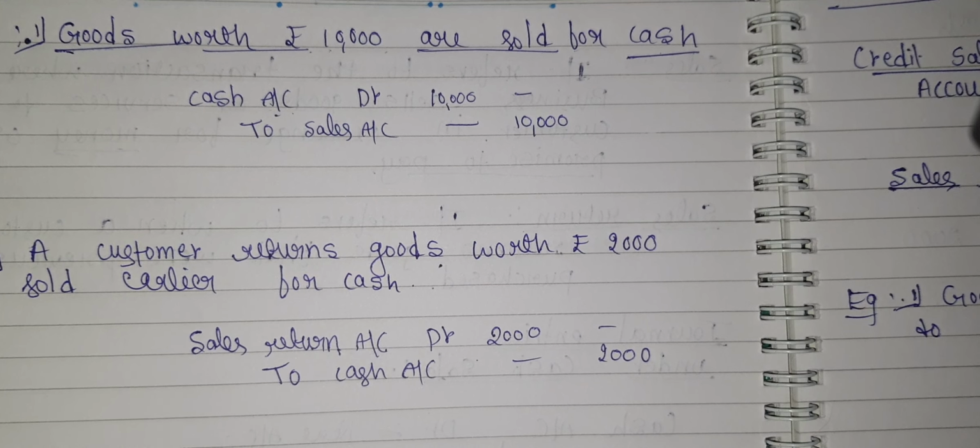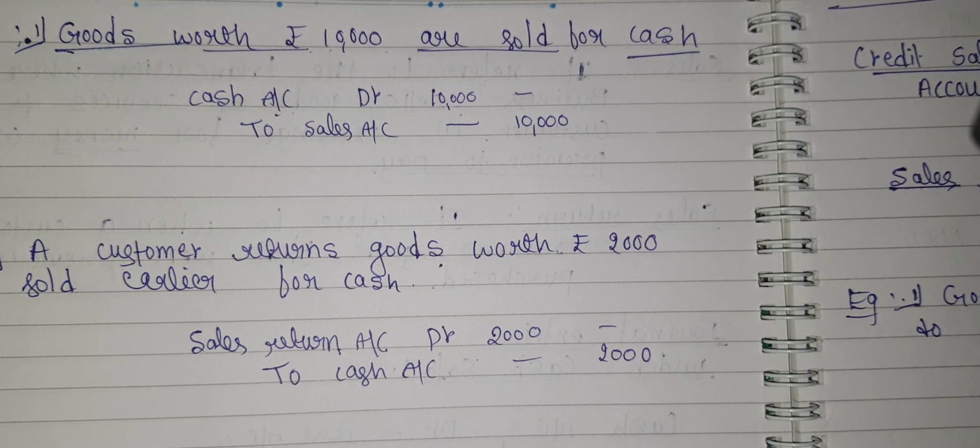Cash account debtor, cash account falls under real account. The rule of real account is debit what comes in. Goods worth rupees 10,000 are sold for cash. So cash comes in. Cash account debtor to sales account. Sales represent the income for the business and it falls under nominal account. The rule of nominal account is credit all incomes and gains.